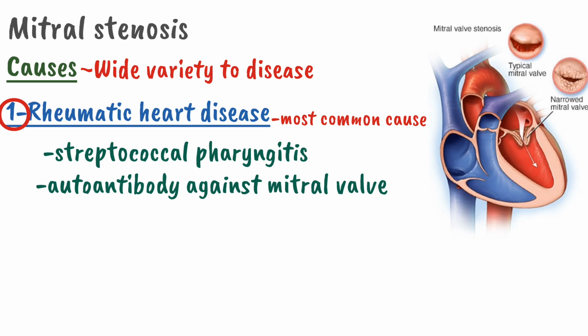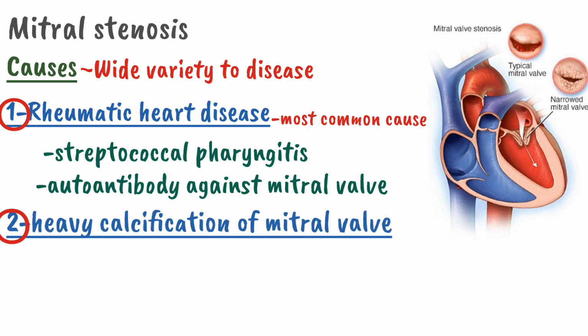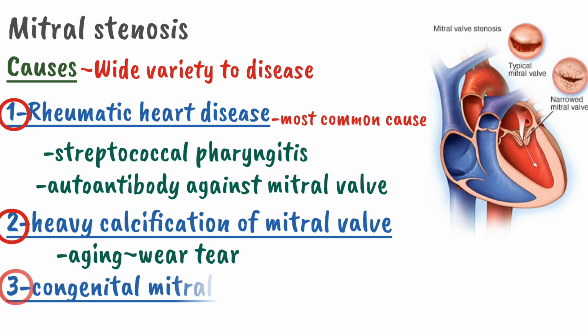The second one is heavy calcification of the mitral valve. Due to the aging process, there will be wear and tear which will lead to heavy calcification, and the calcification will lead to narrowing of the mitral valve, so it will lead to mitral stenosis. The last cause of mitral stenosis is congenital mitral stenosis, meaning a patient is born with mitral stenosis. It is a very rare form of mitral stenosis, but patients with congenital mitral stenosis do exist.